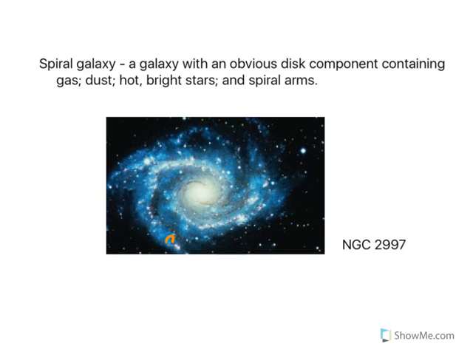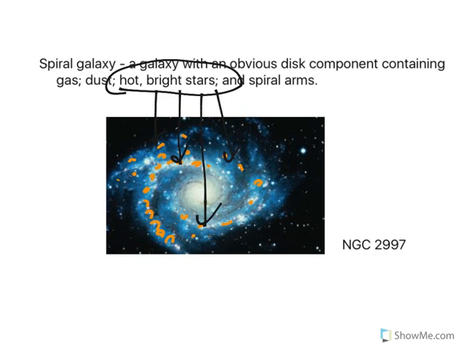Notice that the spiral arms are very blue. There are many, many blue stars in this galaxy. And so we have lots and lots of examples of blue stars in this galaxy. And blue stars are hot and bright stars.